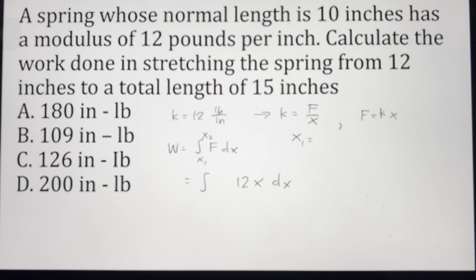So our x1 will be the change in our length initially. So it became 12 from 10. So that would be 12 minus 10, and that would be 2. And for our x2, that's the final change in our length. So the final length is 15, and the natural length is 10. And that would be 5. So the limit will be from 2 to 5. What is the work done by our spring? That would be 126 inch pound.